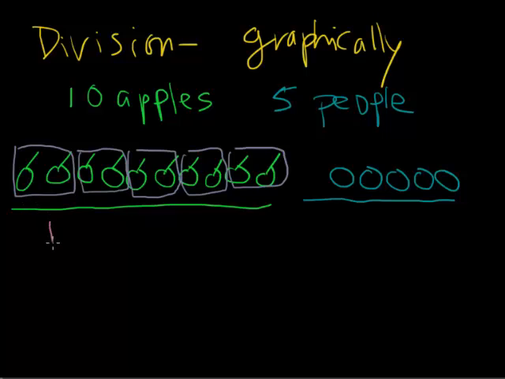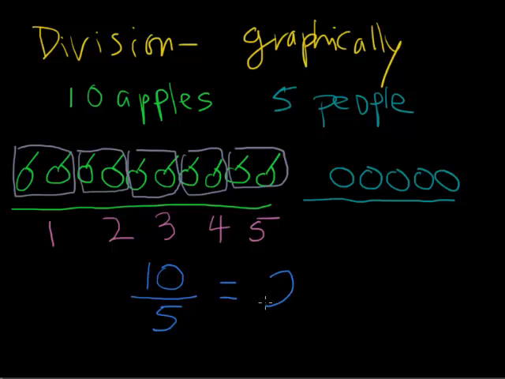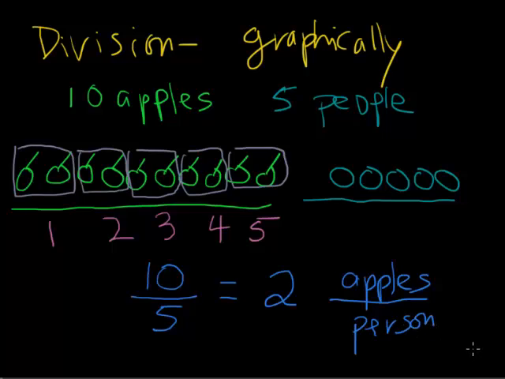Let's say this is for one person, this is for the second, this is for the third, this is for the fourth, this is for the fifth. Voila! It actually worked out. So we can say 10 apples to give to 5 people, or distribute, and it comes out to 2 apples per person. Okay, so this is division graphically, and on the next one we will do some more examples.